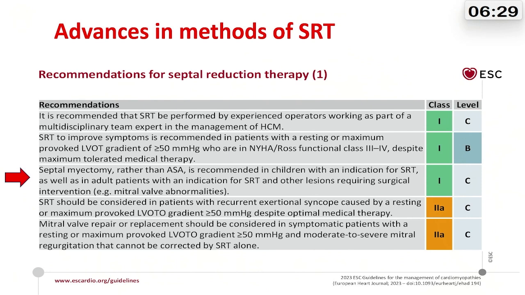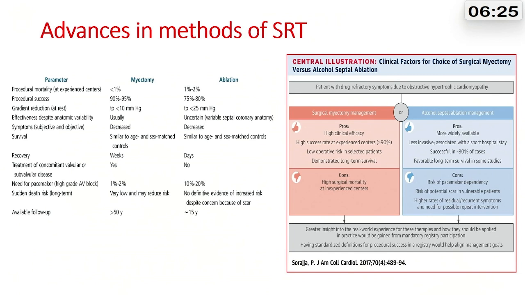What about the indication for septal reduction therapy? All of us know that we have the two wings of septal reduction therapy, either myectomy or alcohol septal ablation. Myectomy has the advantage of procedural success of more than 95% and less need for pacemaker insertion. Every type of intervention has its pros and cons. Some of our patients who are high risk for surgery can go for alcohol septal ablation.